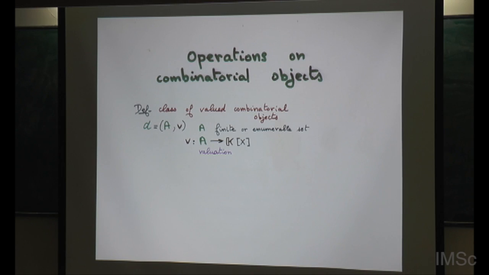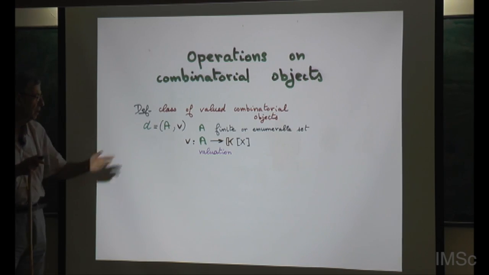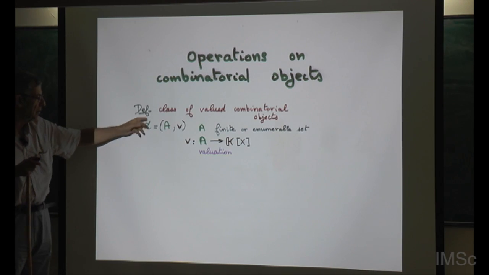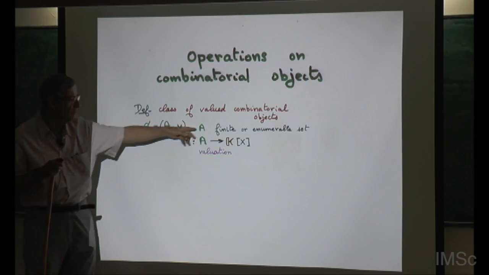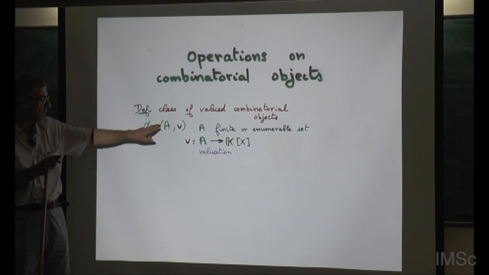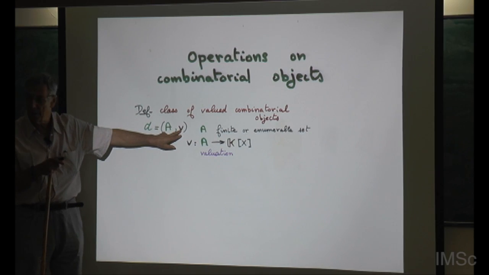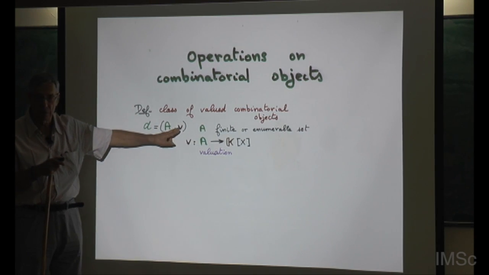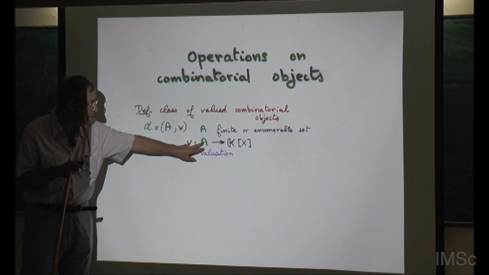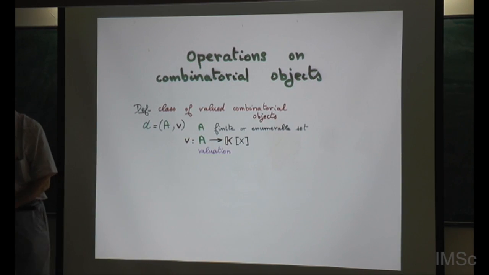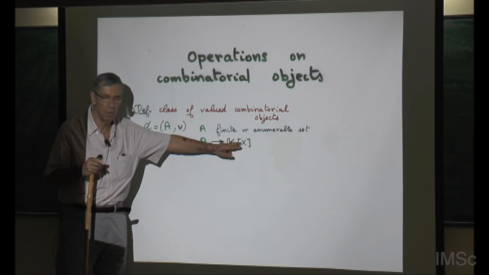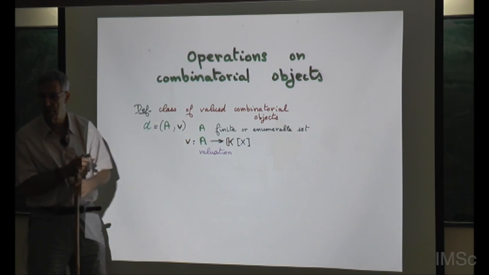But let's define it formally. I will define it this way. I will define a class of valued combinatorial objects. It's a class, A round. It's a pair: A is a finite or enumerable set. For example, A can be the set of binary trees or the set of permutations. And there is a weight V. V, the evaluation or weight, is any function going from A to a set of polynomials, maybe in several variables, and with coefficients in a ring K.